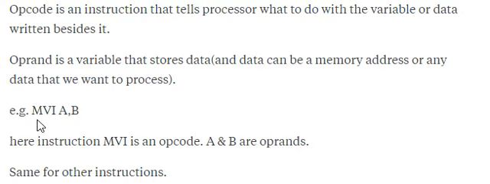So this is one of the examples: MVI A comma P. Here the instruction MVI is an opcode, and A comma P are the operands. So these A comma P store the data. MVI is the operation performed by the microprocessor. So this is nothing but opcode and operand.